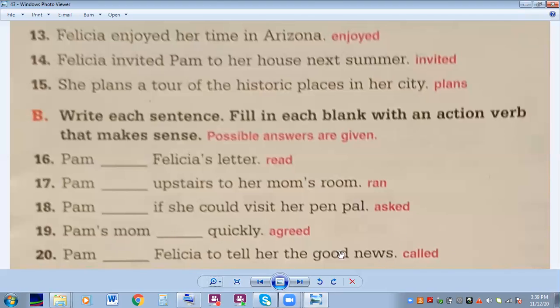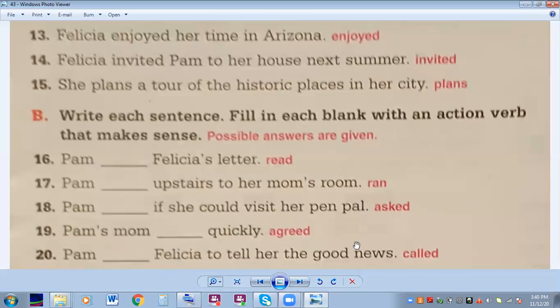It says Pam called. Pam messaged Felicia to tell her the good news. Pam texted Felicia to tell her the good news. All right. These are all examples of action words, words that show action, action verbs that could take the place of our blank in our sentences.